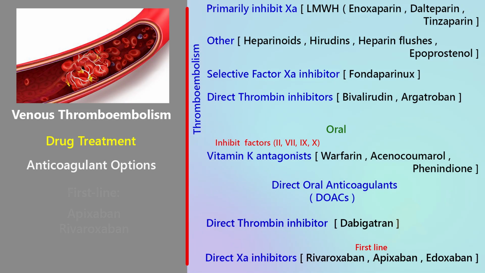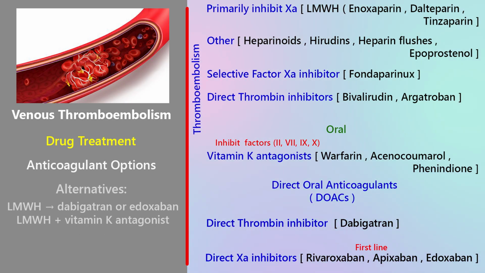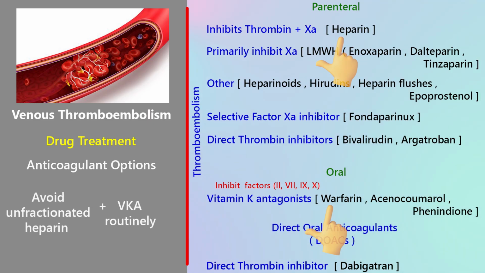First-line treatment options today are DOACs, apixaban or rivaroxaban. Alternatives include LMWH followed by dabigatran or edoxaban, or LMWH with a vitamin K antagonist. Unfractionated heparin is reserved for renal impairment or high bleeding risk.